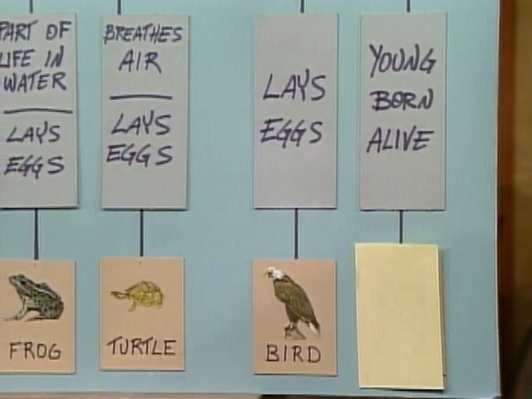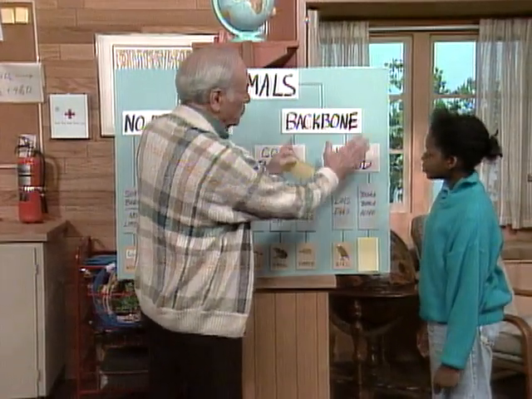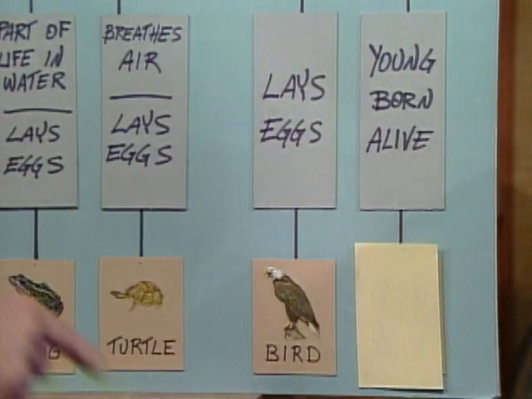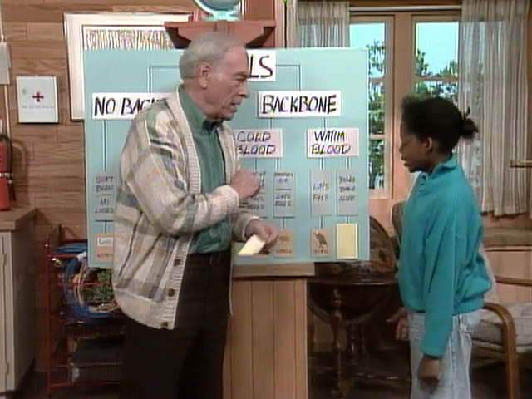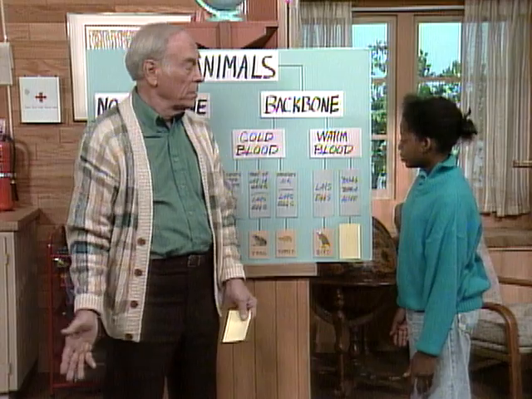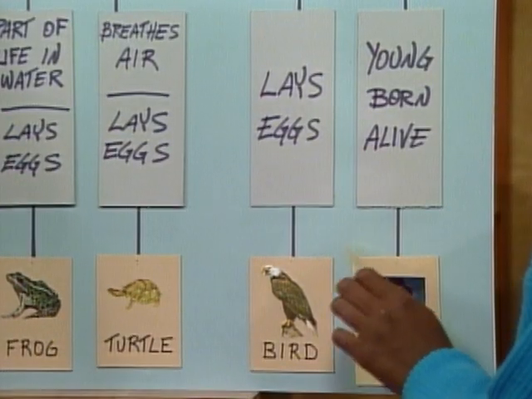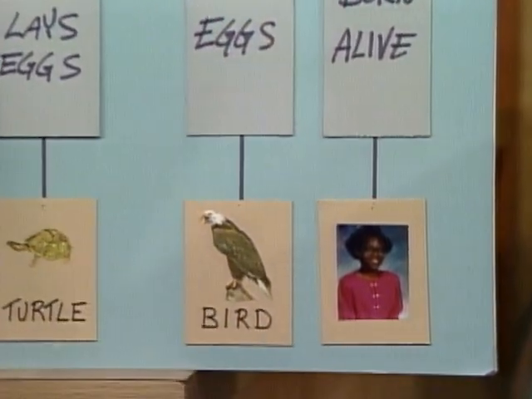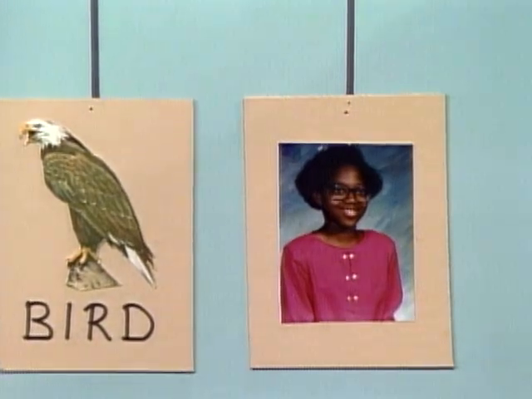Now, notice, by the way, that we've finished with all the no backbones. We finished with all the backbones, warm blood, except for that one. And I told you all the animals were here today live. Right. And we've run out of containers. Well, where could it be? Uncover the picture. That's me. Yes. What kind of an animal are you? I'm a mammal. A mammal, right.